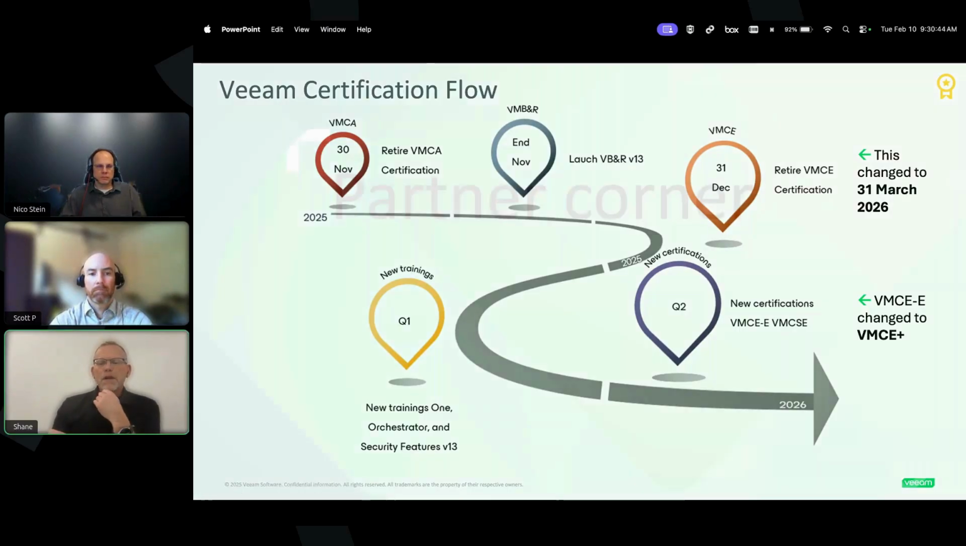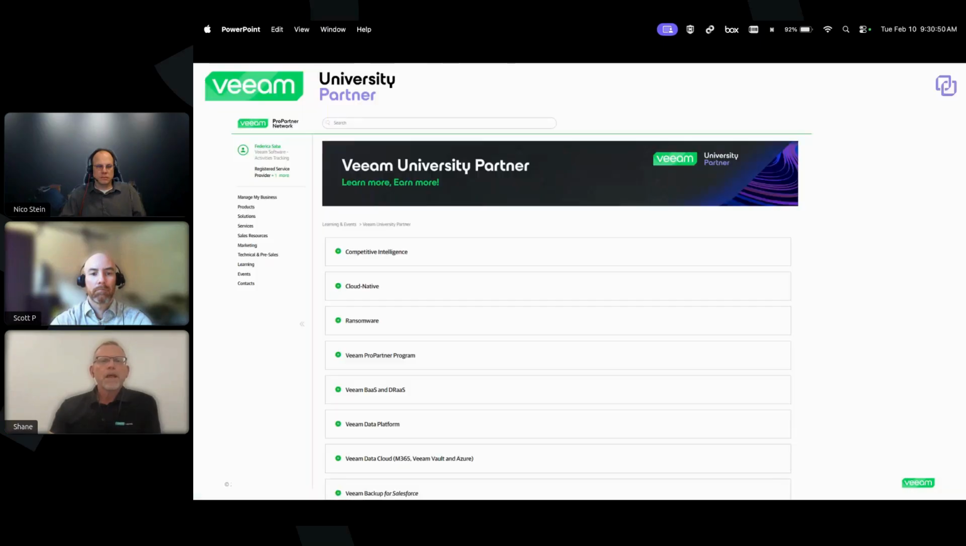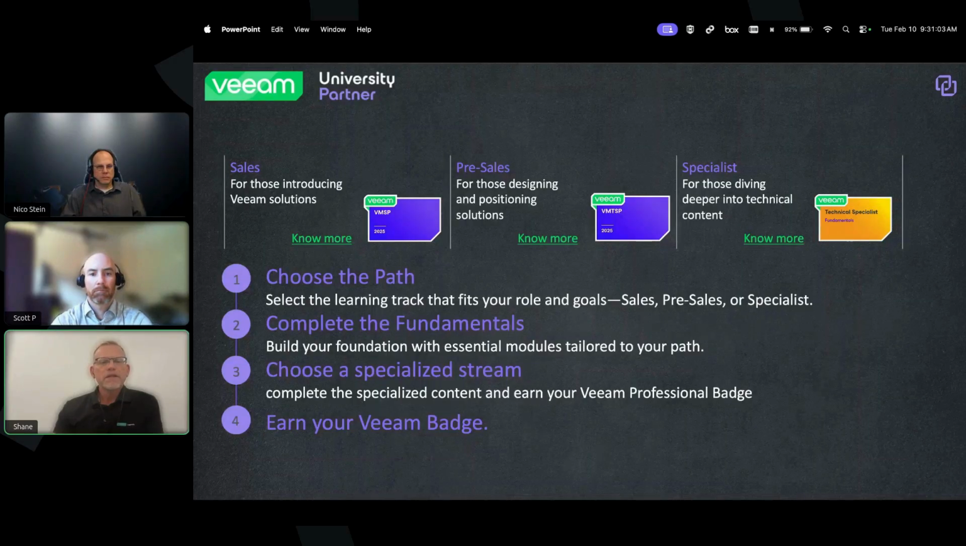All right, just a brief discussion on the partner tier here. For those who are partners, if you go to your partner portal, there are some trainings there you can partake in, just like before. And then just choose a path, complete the trainings in the fundamentals, and then earn a Veeam badge for that particular path that you're in.